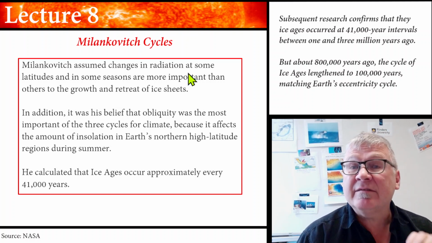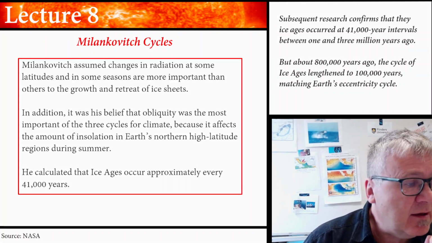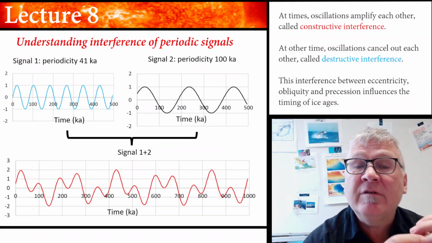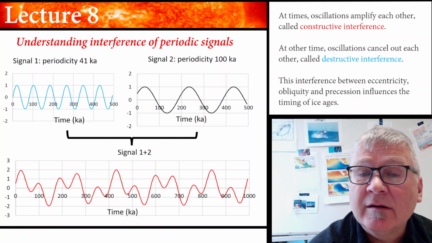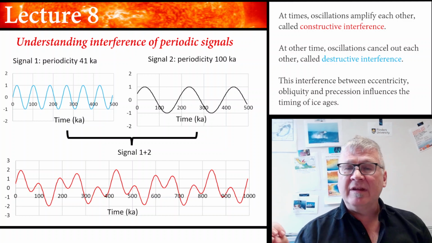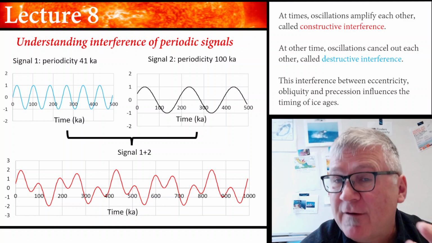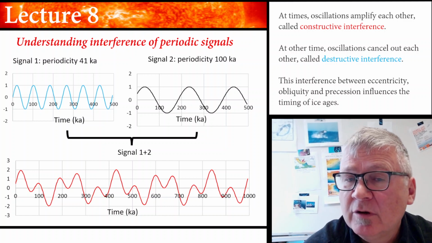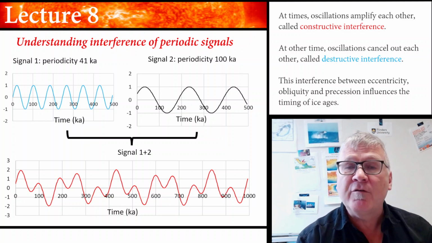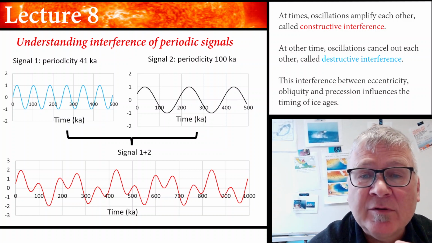All right, so let's talk about one more point, and that is important to understand. Let's talk about the interference of periodic signals. Actually, you don't only have one factor of influence, you have 2 or even 3 factors of influence if we talk about the orbital cycles. And I just created a very, very basic example for you so that you understand the interference of periodic signals.